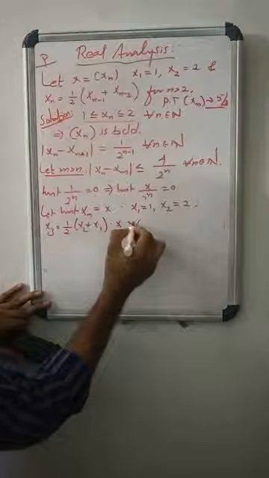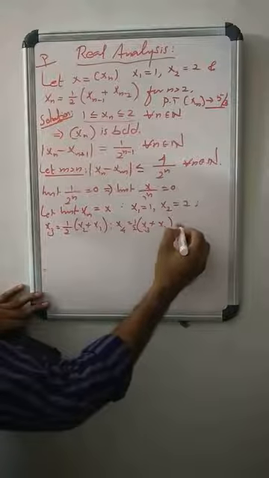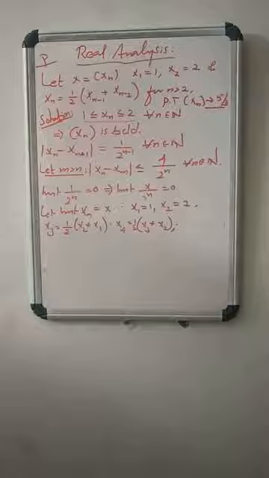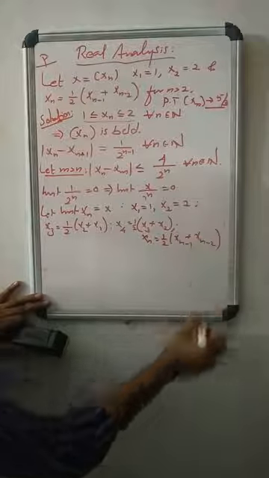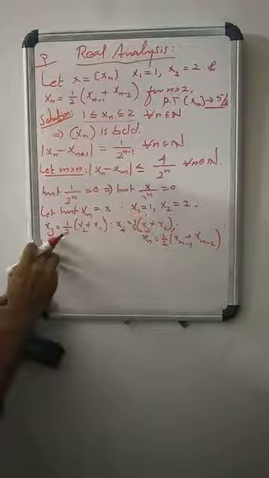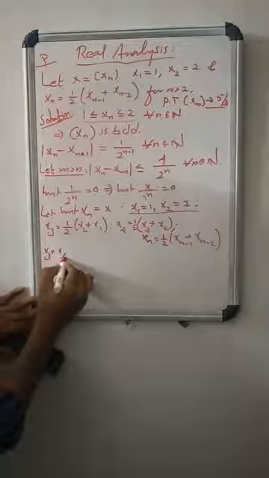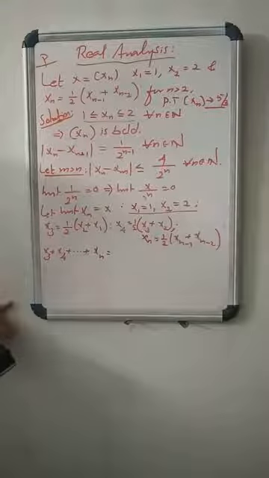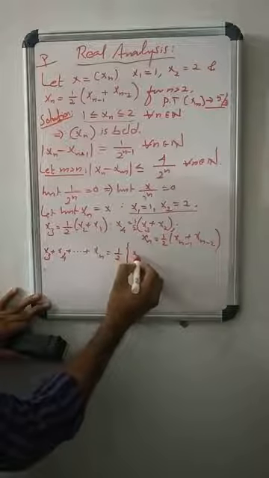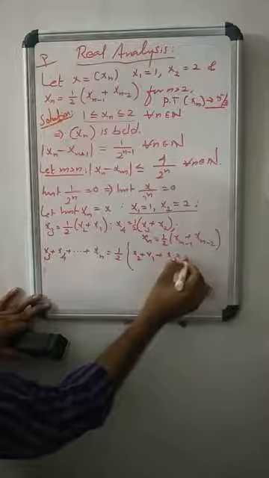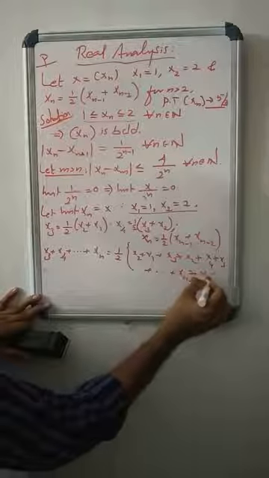What is x4? x4 is half of x3 plus x2, and so on. xn is half of xn minus 1 plus xn minus 2. Adding vertically, what do you get? x3 plus x4 plus and so on plus xn equals, on the right side, half taken outside: x2 plus x1, then x3 plus x2, then x4 plus x3, and so on up to xn minus 1 plus xn minus 2.